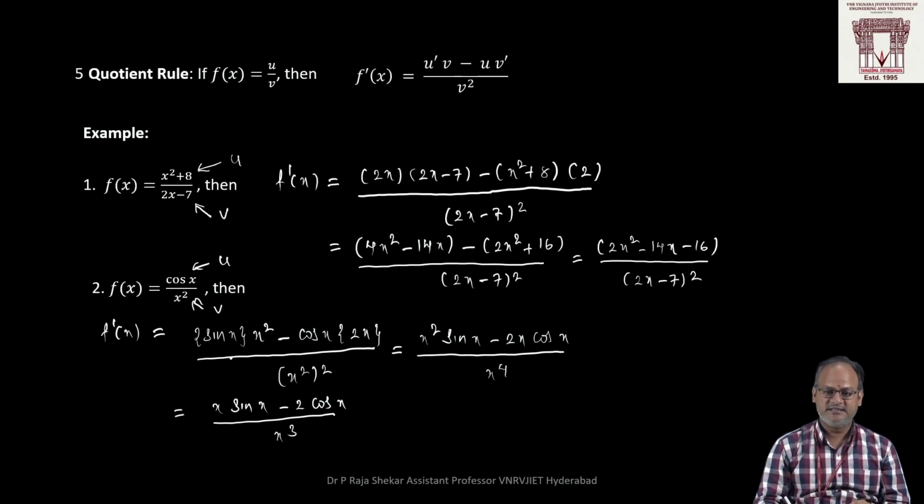Once again, it is the same: u dash into v minus u into v dash, divided by the square of the denominator. As we have x square already, the square of x square is x to the power 4. And after cancelling the common term x, which is present in both numerator and denominator, it becomes this.